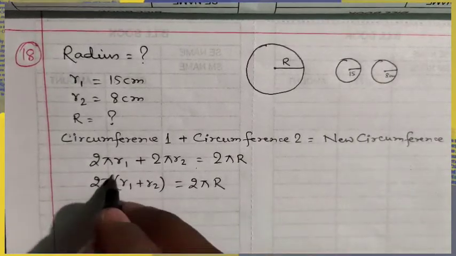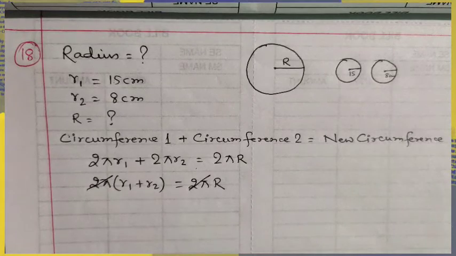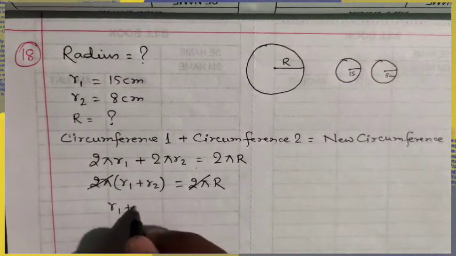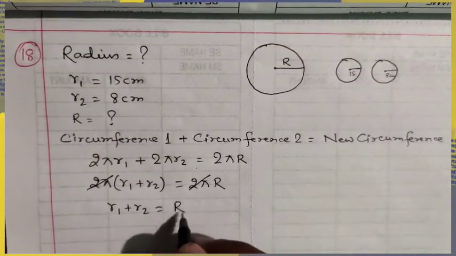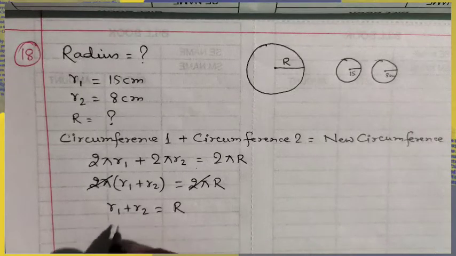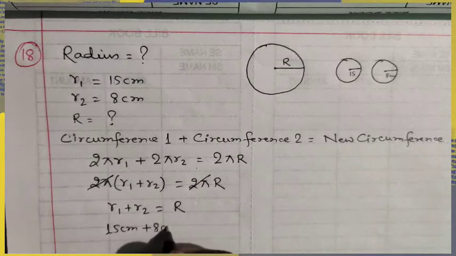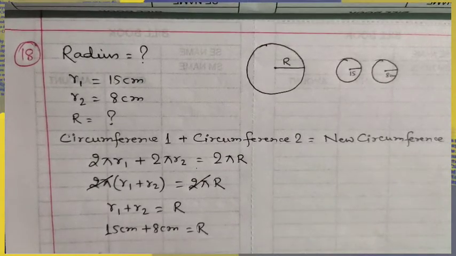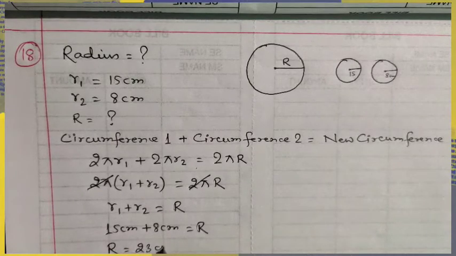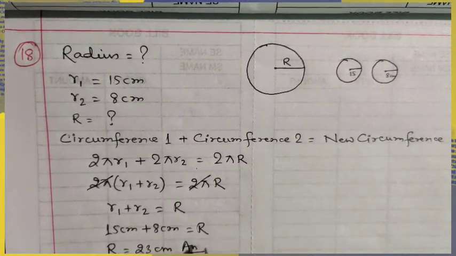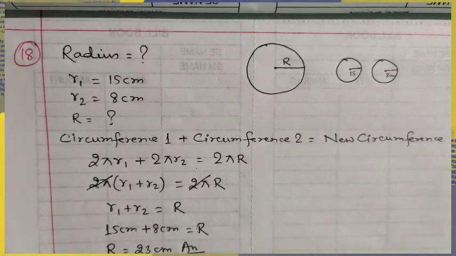Now in LHS and RHS 2 pi and 2 pi will be cancelled, and the next line r1 plus r2 is equal to capital R, and we know the value of both the radius, that is 15 centimeter plus 8 centimeter is equal to R. Therefore radius of new circle is 15 plus 8, 23 centimeter. Hope that this question is also clear to you. That is question number 18.